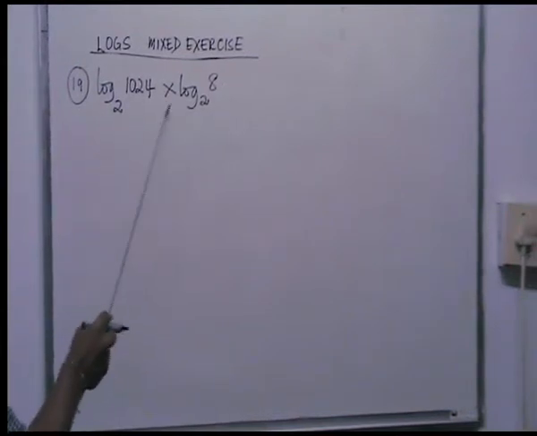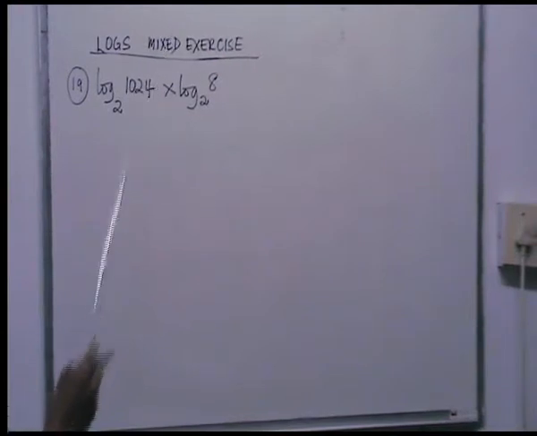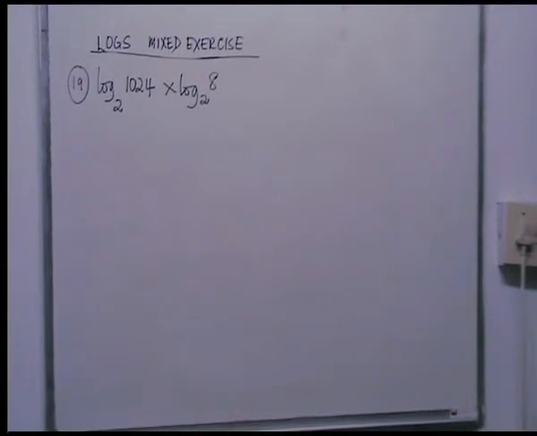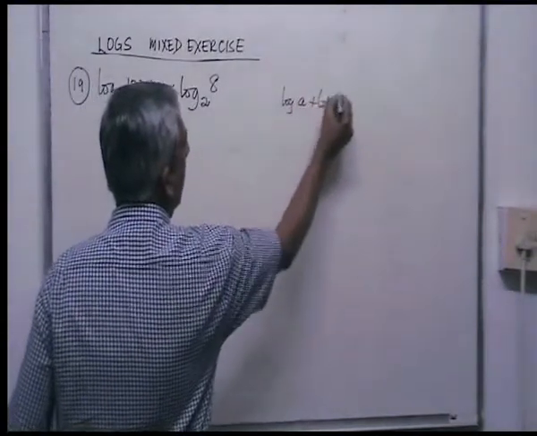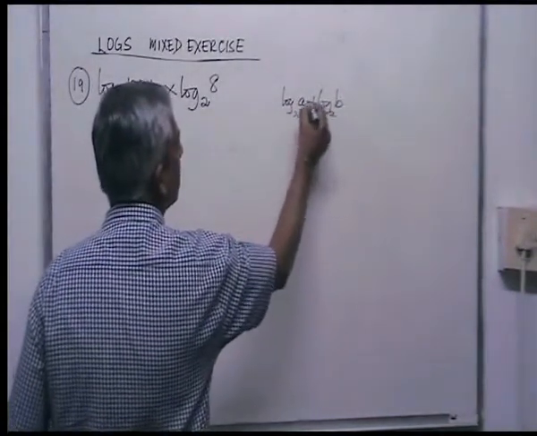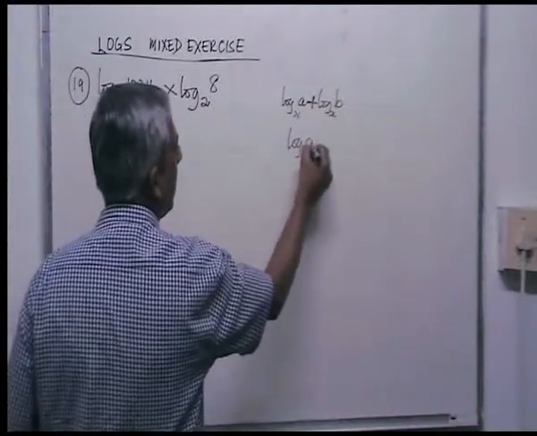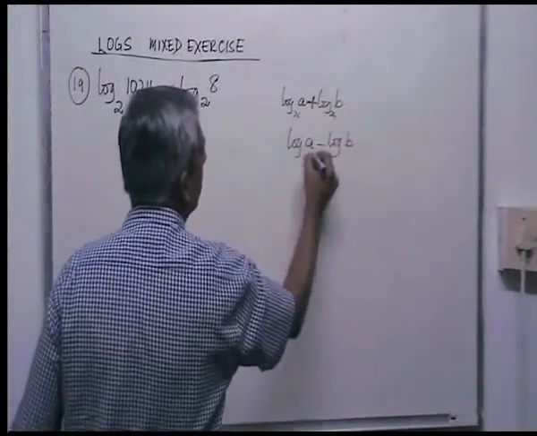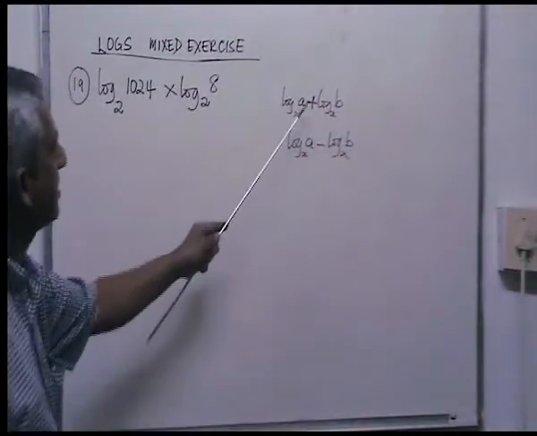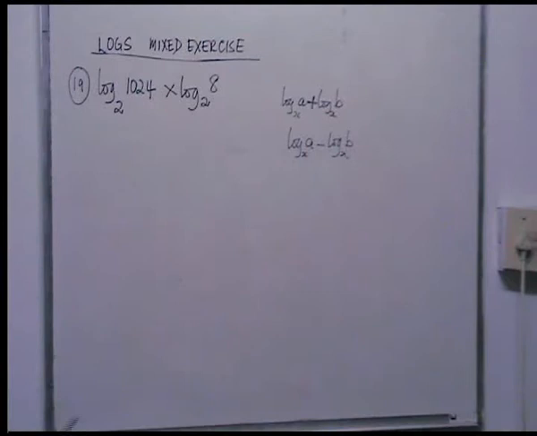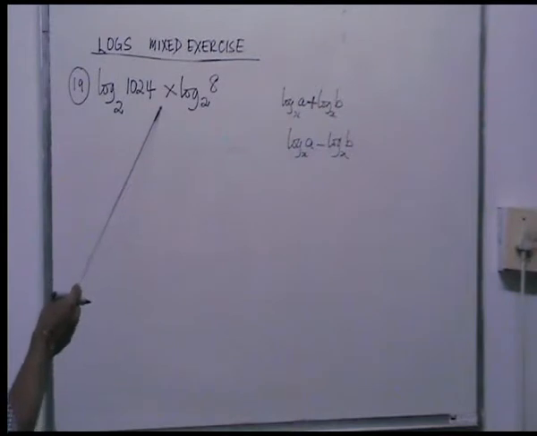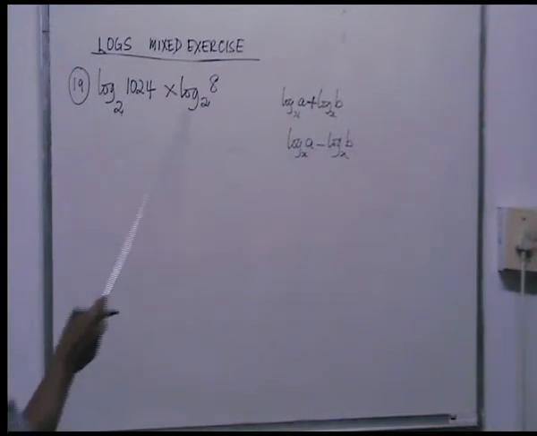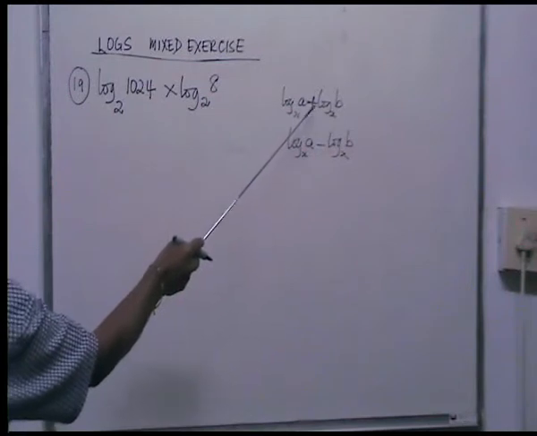The bases are the same, but there's no law for multiplication. The two laws are log of A plus log of B, so there's a plus sign in between, and the other law says log of A minus log of B. So there's a plus sign and a minus sign, there's no multiplication. So don't get caught in the trap. You can't use that law because of the multiplication sign here. All of the bases are the same, but there's a multiplication sign, not a plus sign.